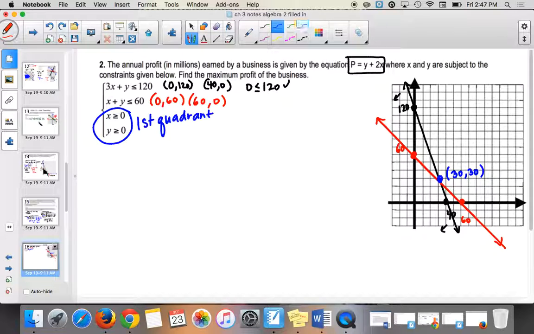That one is also shaded below because 0 is less than or equal to 60, means shade towards 0, 0. So our final region is right in here. Where do you see it? All right, and so then we have our corner points. So we would want to find A, B, C, and D. And we actually have all of them.